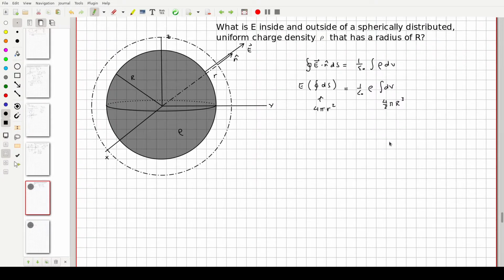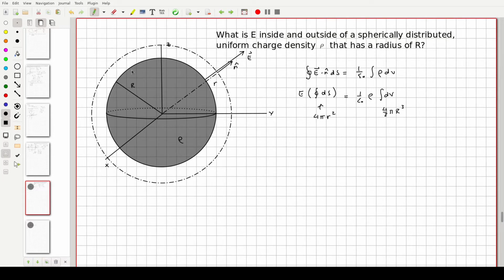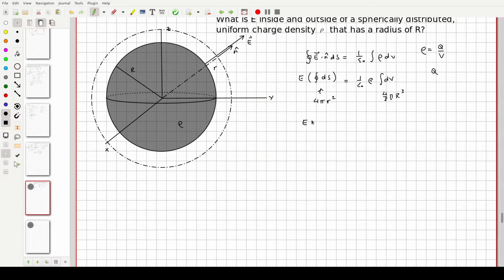Now, let's think about this. I'm adding up all of the charge that sits around here. Charge density is the charge that sits in a volume, which means when I multiply rho by the volume, that gives me big Q, the total charge that I have. So on the left-hand side, I have E times 4 pi r squared. On the right-hand side, I have Q over epsilon naught. If I move this over to the right-hand side, the electric field due to my big sphere of charge is Q over 4 pi epsilon naught r squared.